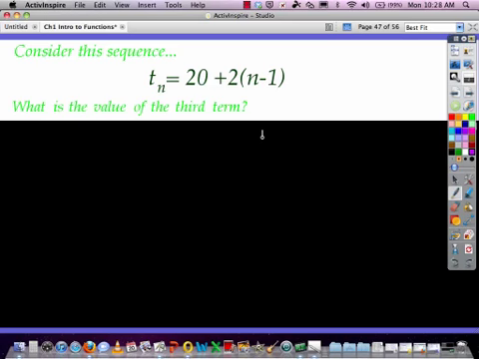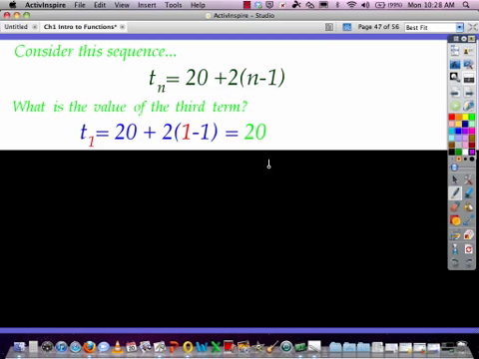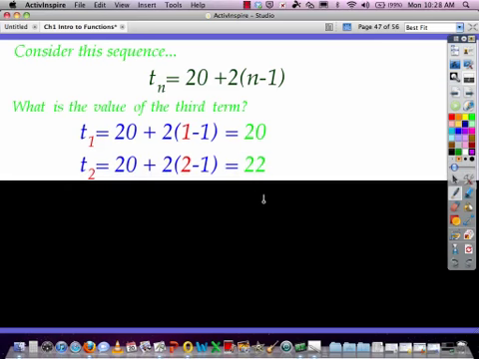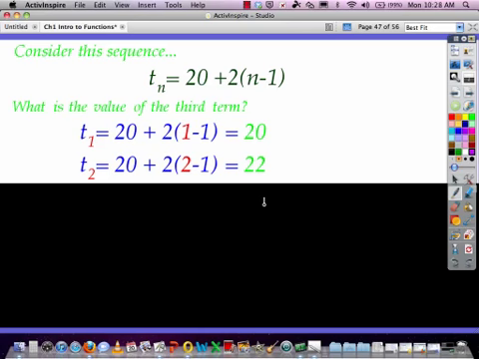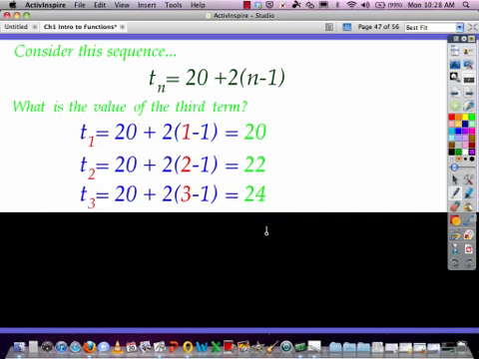With that, if the question said, what is the value of the third term? Most people would say, well, let's see. If I wanted the first term, I'd put a 1 in for n. Do the math, order of operations, and you can see 20 results. If I wanted a second term, do the same thing. If I wanted the third term, do the same thing. So what is the value of the third term? It could allow us to put the 3 in, do the arithmetic, and we would be at the third term.